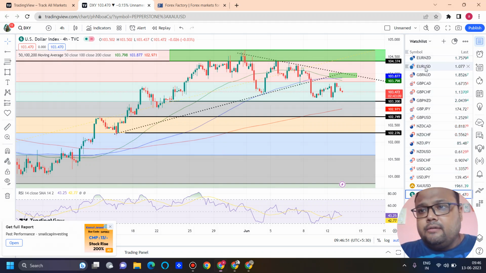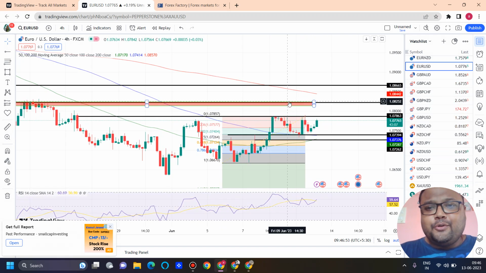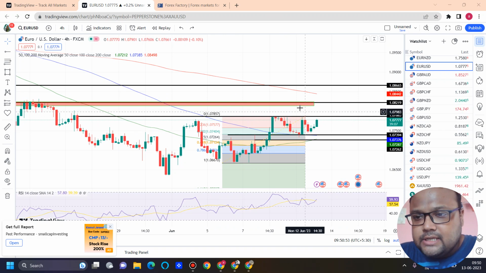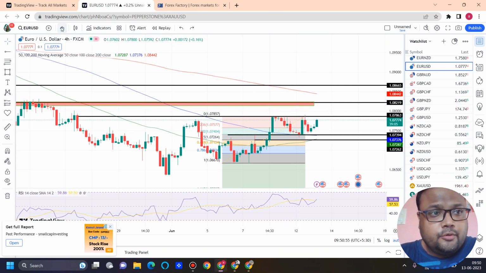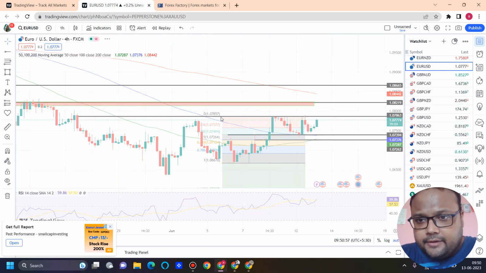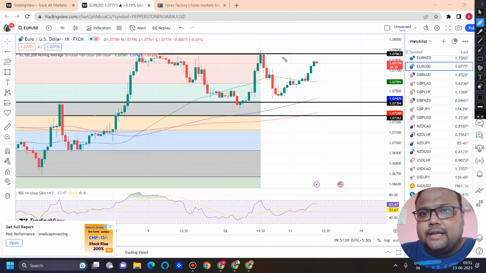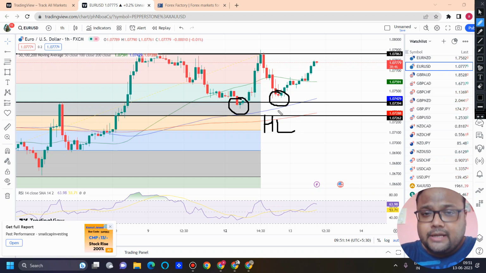So now let's look at the chart of Euro USD. Euro USD beautifully respected our previous resistance, and we can see that Euro USD is heading again towards the resistance. But this time there is a good chance that Euro USD will be breaking this level instead of reversing. Why? Because we can see that Euro USD is forming higher lows in the market, and forming higher lows signifies that new buyers are joining the market and their intention is taking the market up.